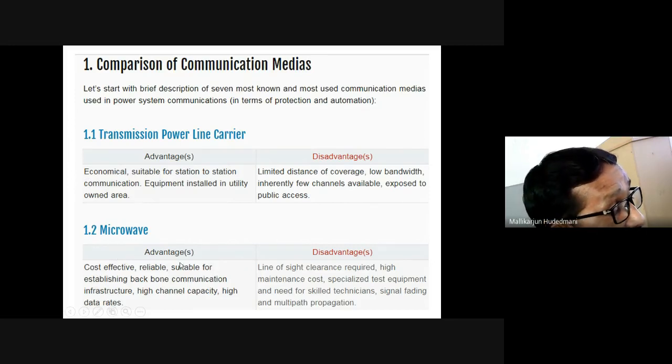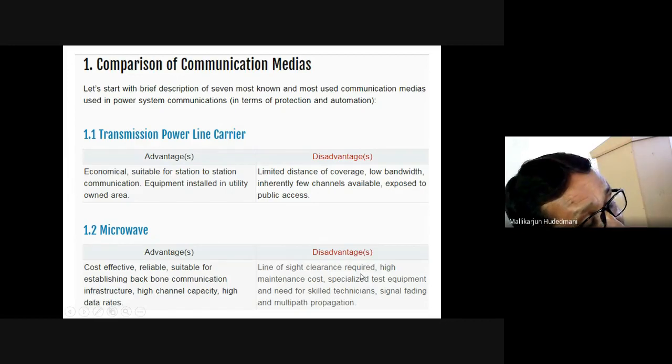With respect to that ability, it is cost effective. In simple comparison, it is costlier, but cost effective because of the features it provides. Reliability, suitable for making it a backbone communication for your entire system. Number of channels and capacity with high data exchange is possible. The disadvantage is that line of sight clearance is required.